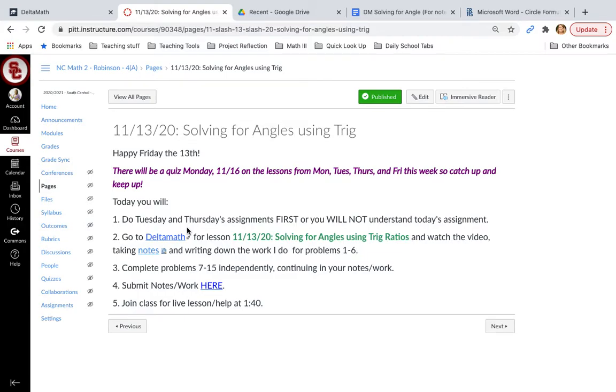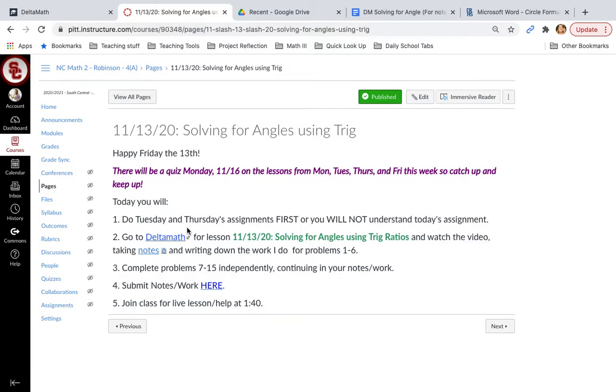In today's lesson, I'll be teaching you how to solve for angles using SOHCAHTOA. As a heads up, guys, there will be a quiz on Monday. It will cover the lessons from all this week: Pythagorean theorem, trig ratios, solving for sides, and solving for angles, today's lesson. So please make sure you catch up and keep up so that you can complete those assignments, because you will have a test next Friday.